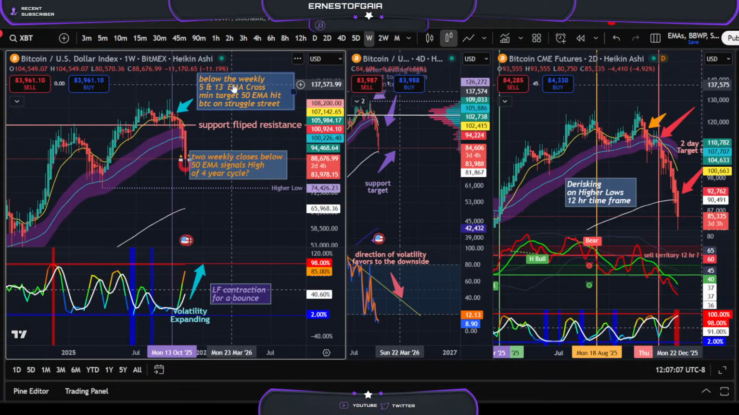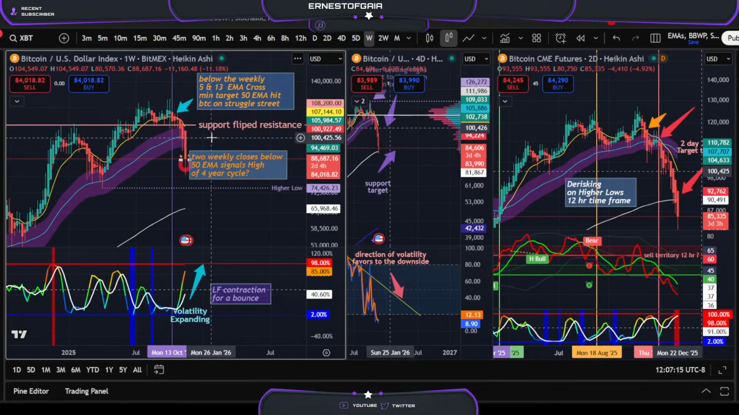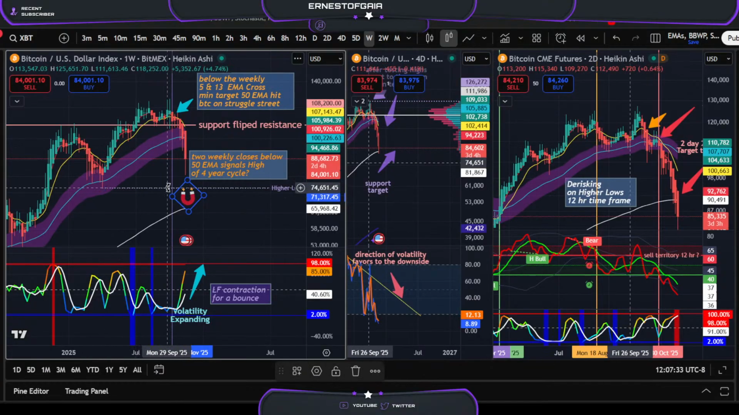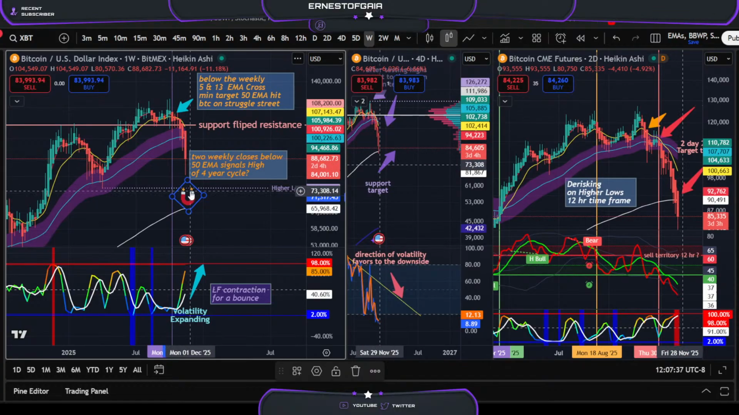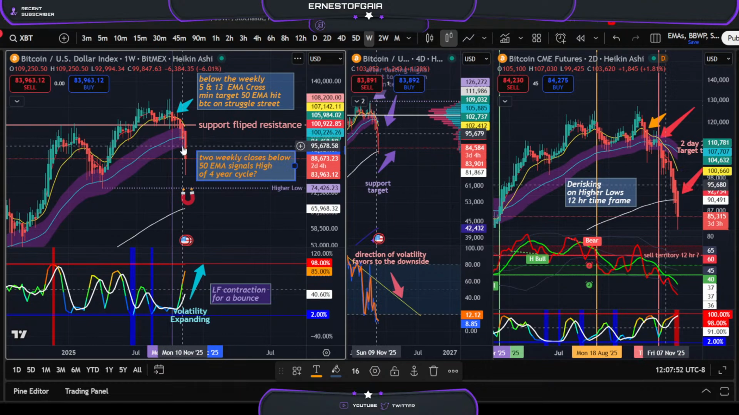So we eventually did have the weekly 5 and 13 EMA cross. That set up a minimum target of the 50 EMA, which of course was hit. This is what we call Bitcoin being on struggle street. And since then, we've essentially had a pull down, and it's not until we break 75,000 that we actually put in a lower low. So as long as we're above 75,000, we're putting in a lower high. It's not a bad thing. However, historically, 2 weekly closes below the 50 EMA has signaled the highs of a 4-year cycle.